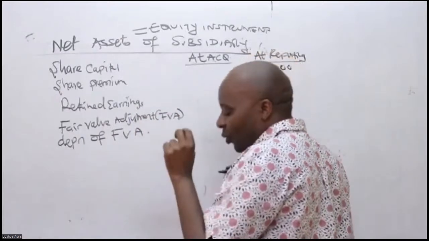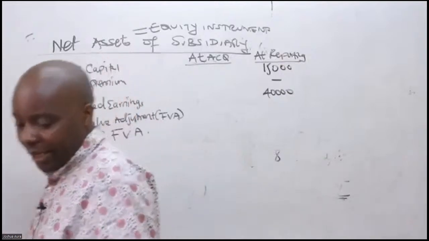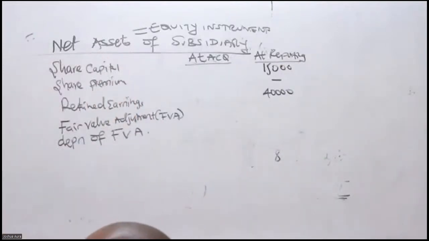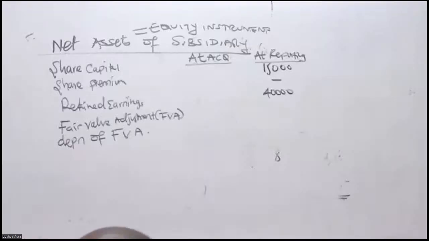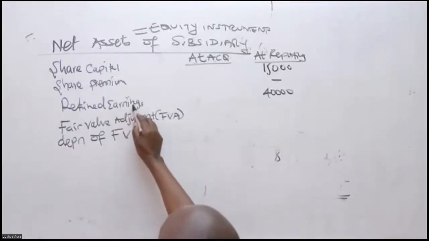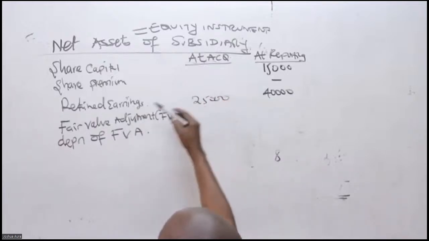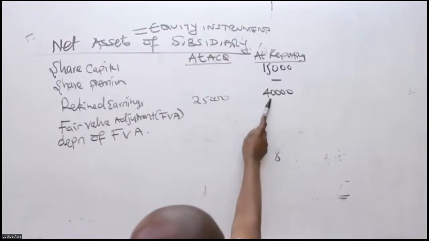All right. And then now you read the question again. When you read this question, what do we have here? They're telling us on 1st January 2021, Singapore company paid 90,000 for a controlling interest of 80% in Marina Bay company's equity, when the retained earnings of Marina Bay were 25,000. So retained earnings at acquisition, they are 25,000. And then retained earnings at reporting, they are 40,000.